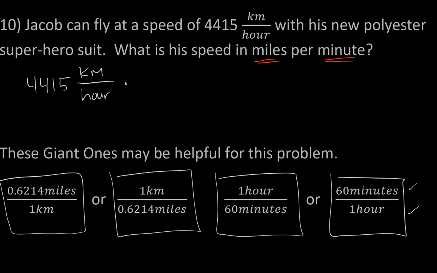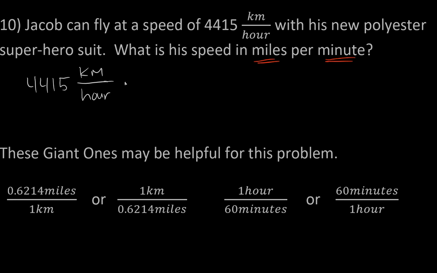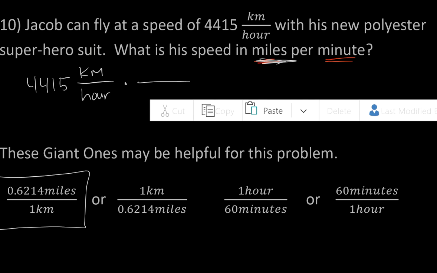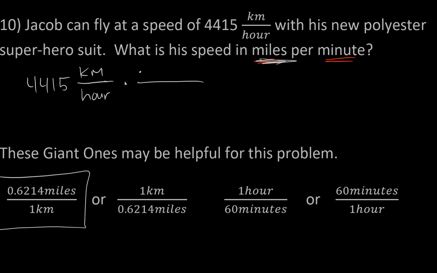It turns out the giant one that you pick to use depends on what you're trying to get rid of. So when I look at the thing that I have, I notice I've got kilometers in my numerator, and I want those kilometers to go away because I want to end up with an answer in miles per hour. So what I'm going to do is select this giant one, and I'm going to multiply by exactly what it says: 0.6214, and these are now miles, and I'm going to divide that by 1 kilometer.